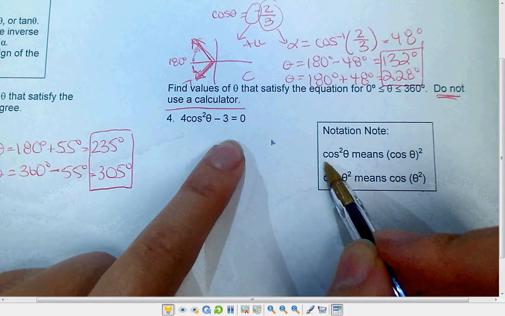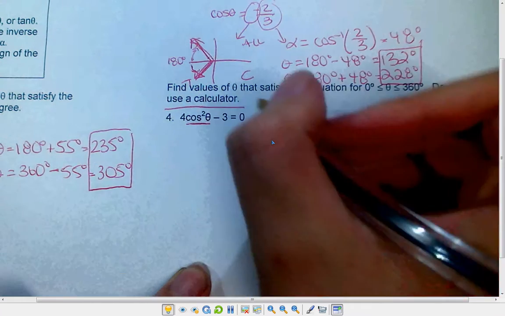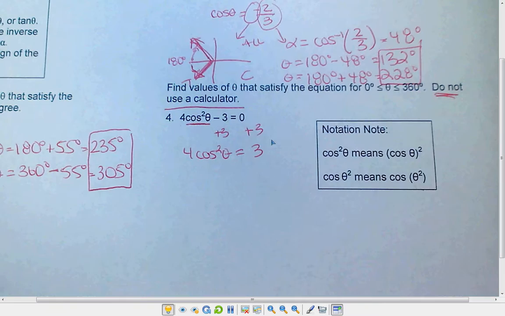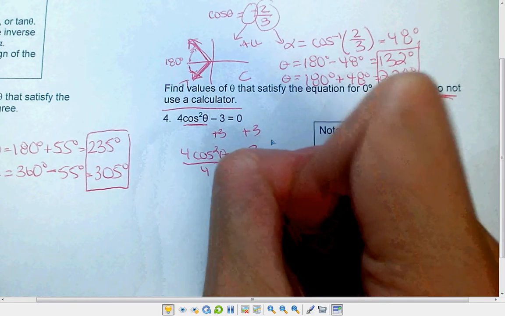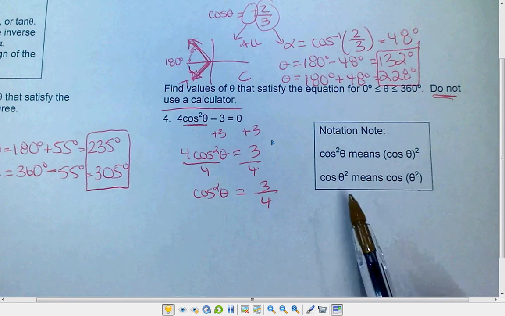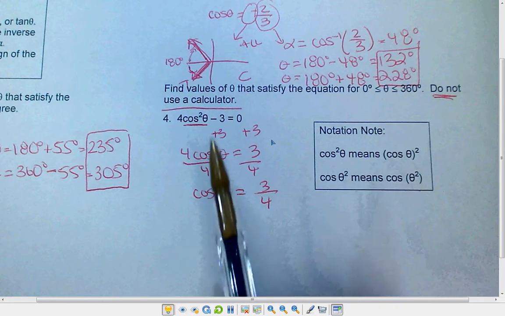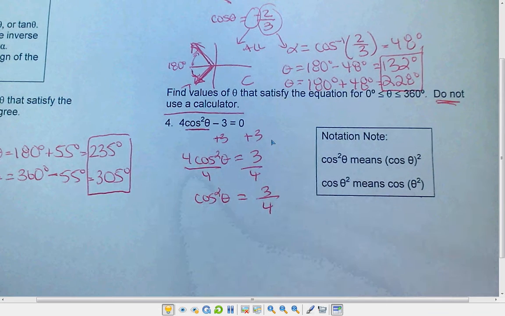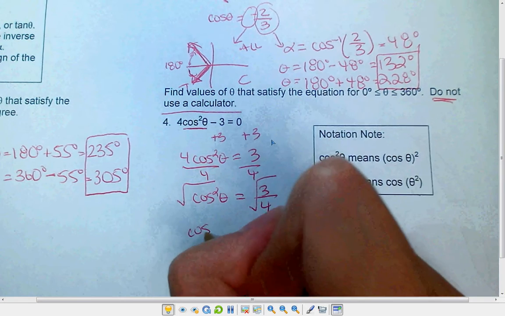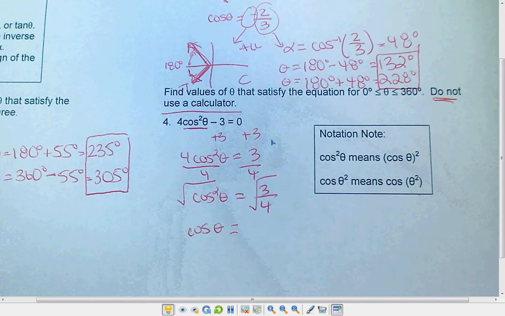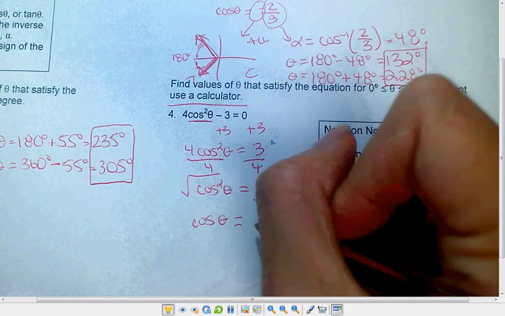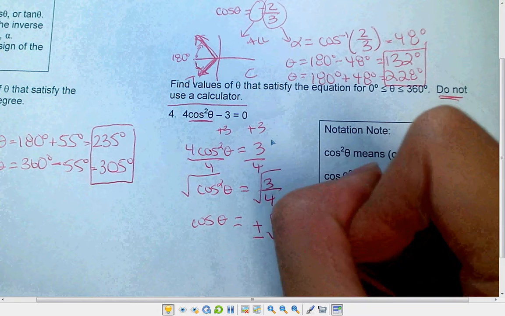Okay, so just like before, we're first trying to get this by itself. So we're going to add 3 to both sides. Divide by 4. And now, like we just talked about, cosine squared means the whole thing is squared. If we want to get rid of squared, we're going to take the square root of both sides. That cancels out the squared, so we're just left with cosine. And when we take the square root, you're actually going to have two answers, either positive or negative root 3 over 4.